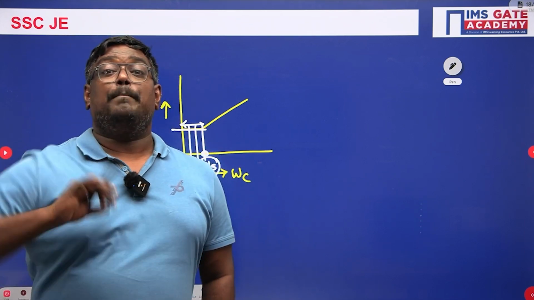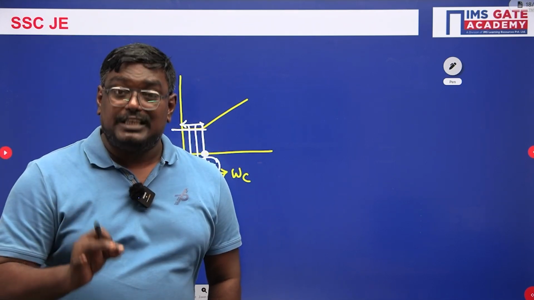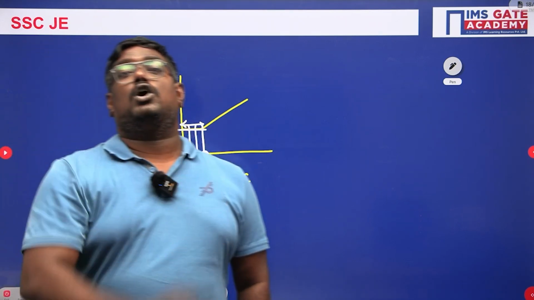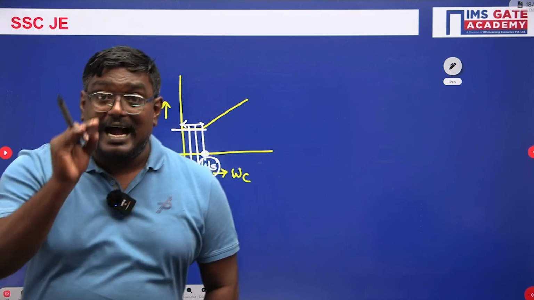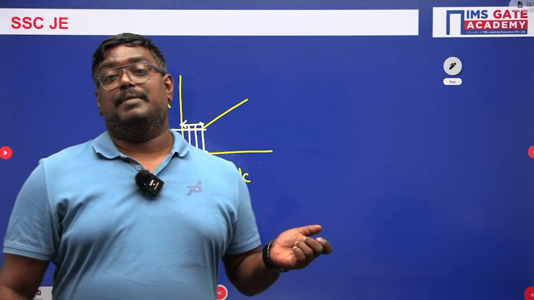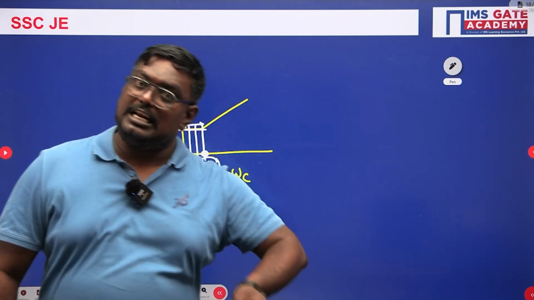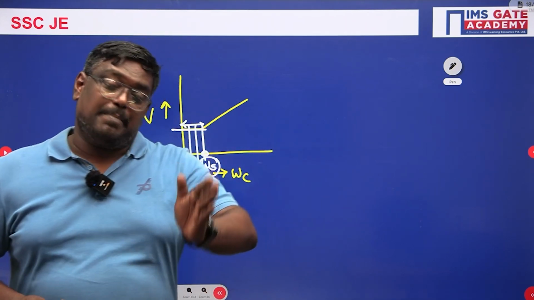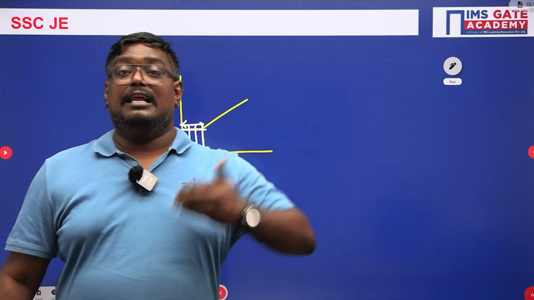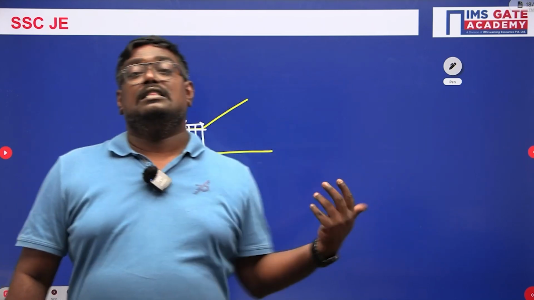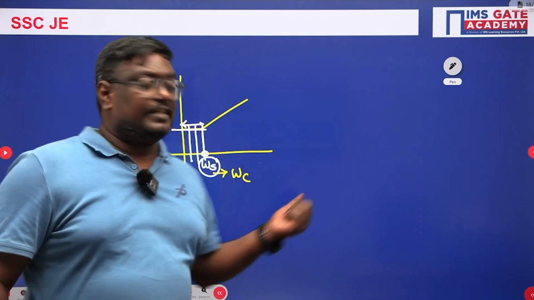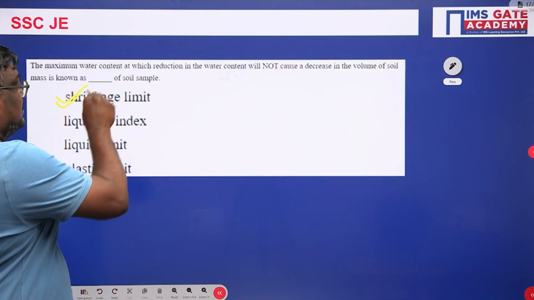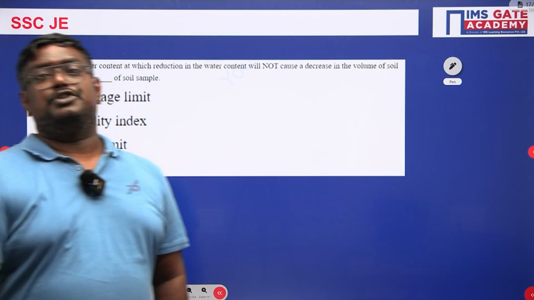It is the maximum water content up to which any further loss of moisture will not cause any change in volume. That point is known as shrinkage limit. Shrinkage limit, plastic limit, liquid limit, first of all you should remember all these are water contents, but based on the states of the soil, the liquid state, plastic state or solid state, these will be classified. Now according to this solution, the answer is straightforward. You can write shrinkage limit.